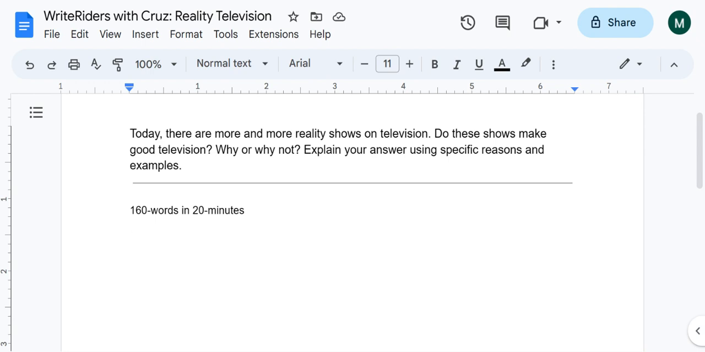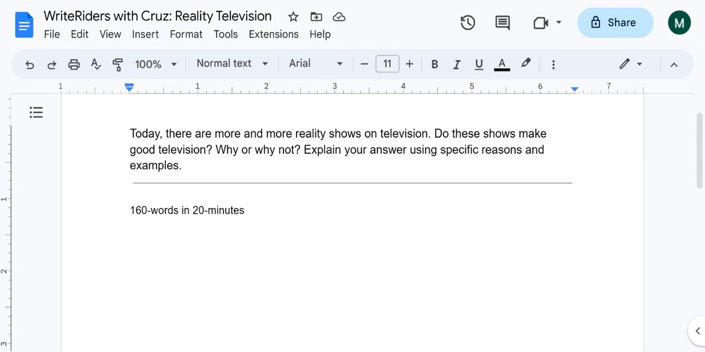In this case, we have our prompt before you, and it has to do with reality television. Before I start my timer, Right Writers, I am going to go ahead and read the prompt, and we will get started. Today, there are more and more reality shows on television. Do these shows make good television? Why or why not? Explain your answer using specific reasons and examples.